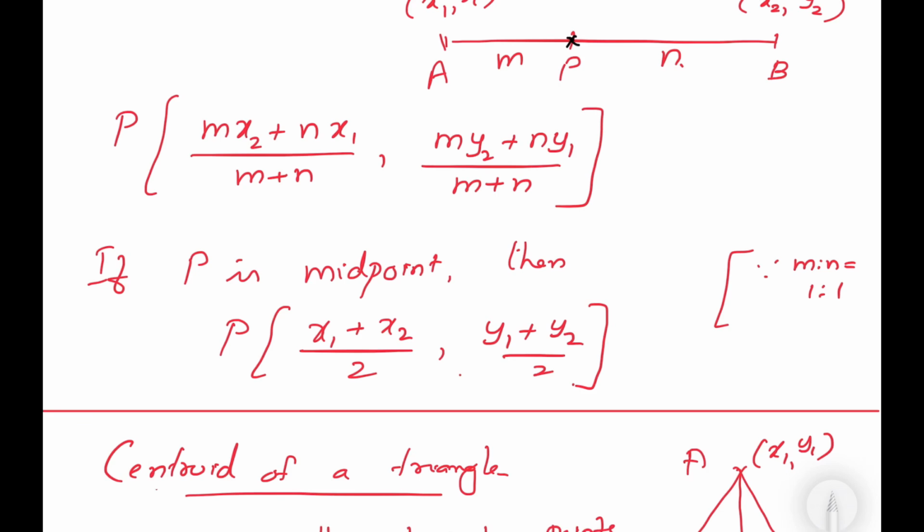Suppose P is the midpoint, that means m/n is 1. Substitute in the formula, and m and n become 1, 1. So, you will get x1 plus x2 by 2 and y1 plus y2 by 2, that will be the coordinate of the midpoint.